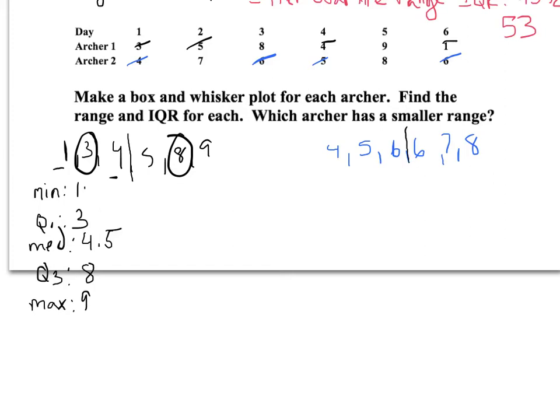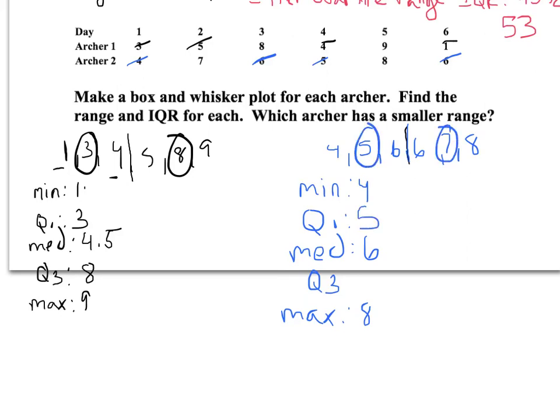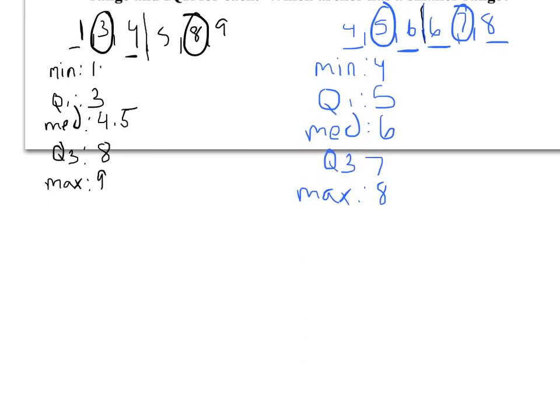So same thing over here. Six plus 6 divided by 2, 6. So minimum, Q1, median, Q3, max: 4, 6, 8, 5, 7. Because remember, this is how you can check. I have 1 and 1. I have one number on either side. I have 1 and 1. One number on either side. So that's good.